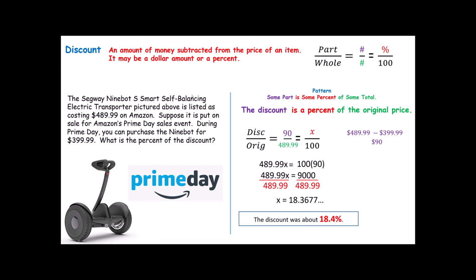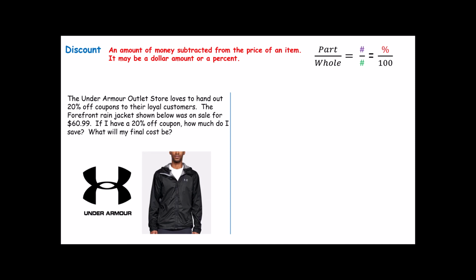Here again, if we read these problems with intention, making sure we're trying to find parts and wholes, the problem becomes a whole lot easier. Don't get in a habit of just grabbing whatever numbers they give you and trying to stick them into the problem. Discount is a term you will need to know. If you have a spot to write that down, I would put that someplace where I would not forget it.